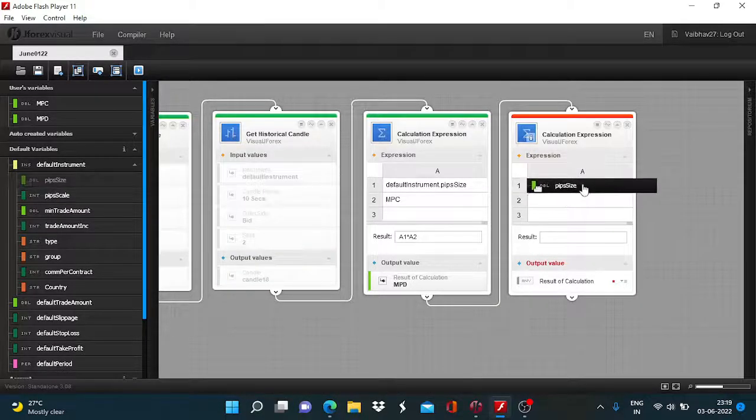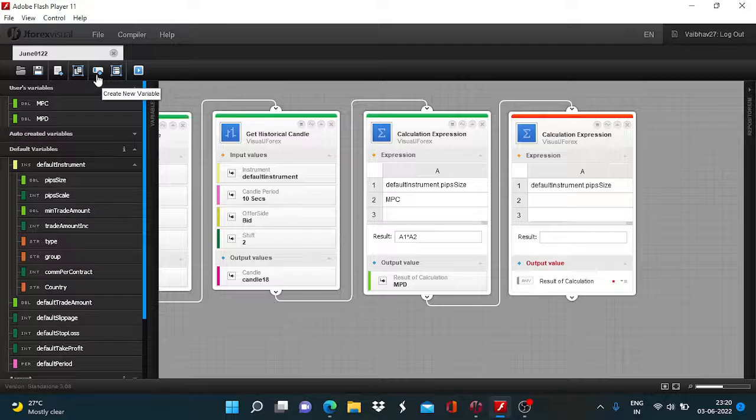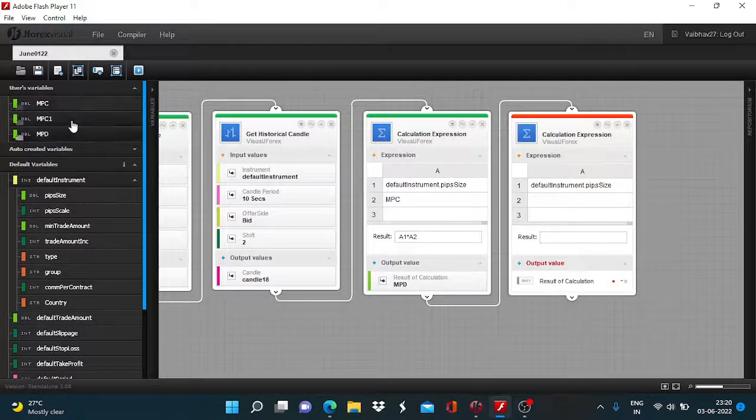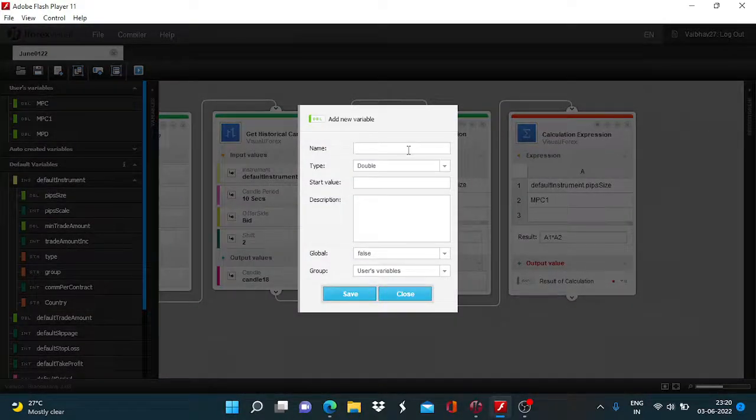Then again we take the pip size, and this time around we have to multiply it with 30. So the start value will be assigned of 30. I will take as MPC1. This is maximum pip condition actually. Again the same calculation, A1 into A2, and we name it MPD1. All right.